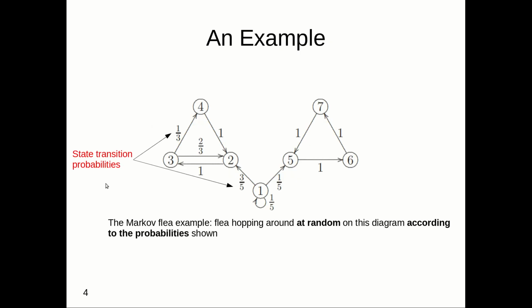Here's an example. This is the Markov flea example. A flea is hopping around at random on this diagram, being in different states like sleeping, eating, being bored, etc. So this flea is hopping around in this diagram according to the probabilities. If we look at state number 1, there's a 1 over 5 probability that it will stay at state number 1, a 1 over 5 probability that it will go to state 5, and a 3 over 5 probability, 60%, that it will go to state 2.